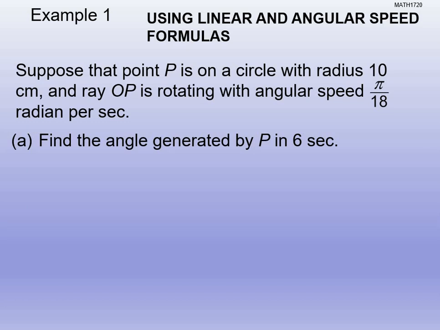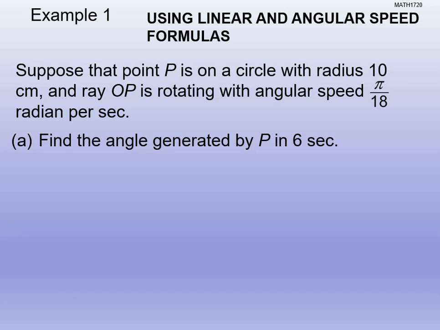It says, suppose that point P is on a circle with a radius of 10 centimeters and ray OP is rotating with an angular speed of pi over 18 radians per second. We want to find the angle generated by P in 6 seconds. Okay? So, you have to think about, what are we given here? We're given R, which is 10. Okay? We're given our angular speed, that's our omega, right?